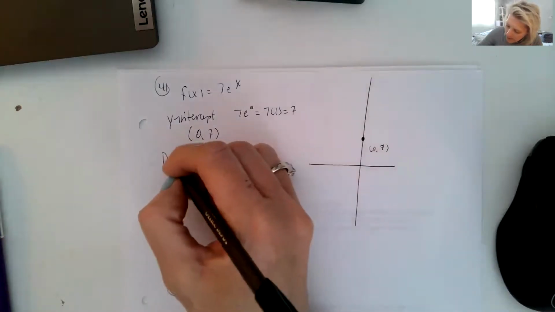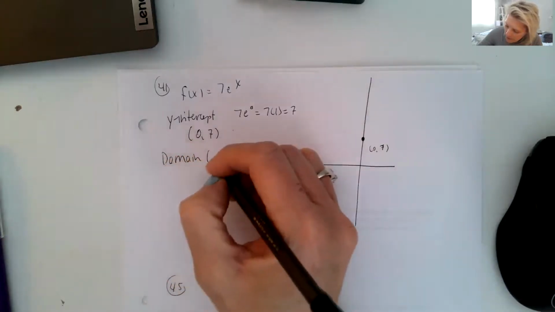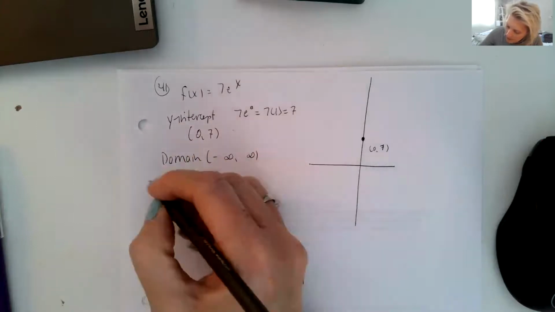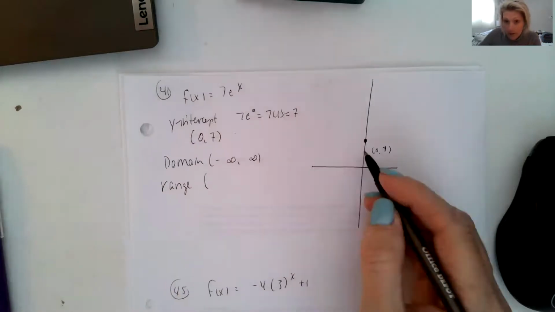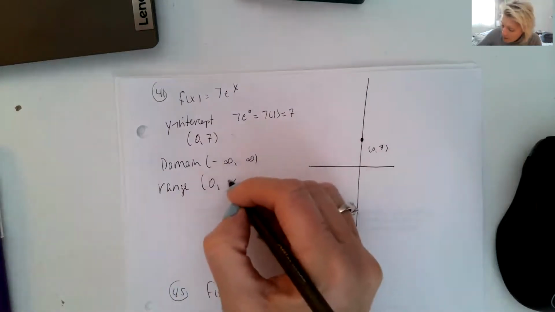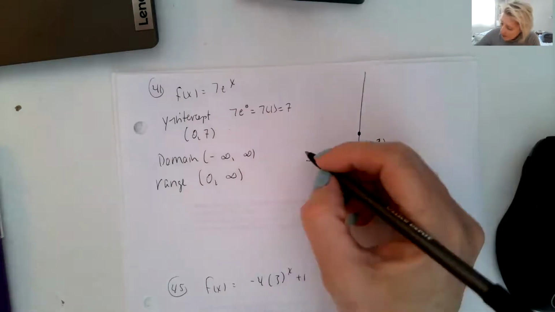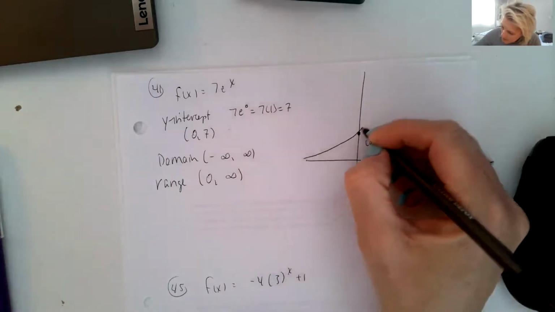And our domain is all real numbers, and our range is going to be 0 up to positive infinity, because it's going to go something like this.